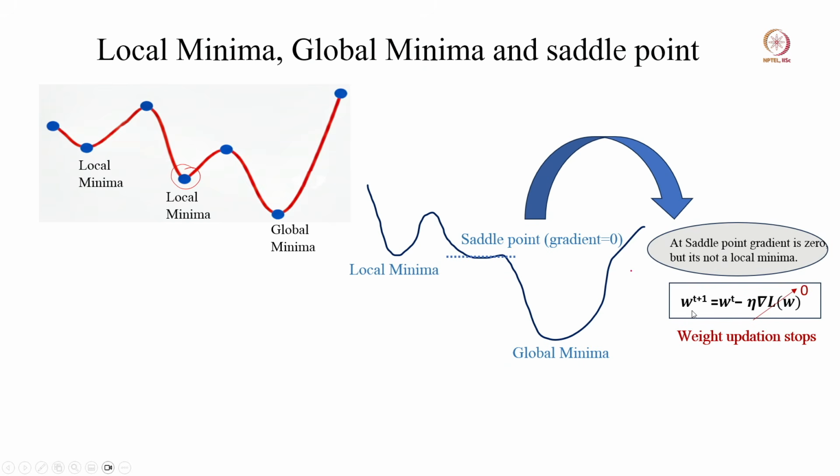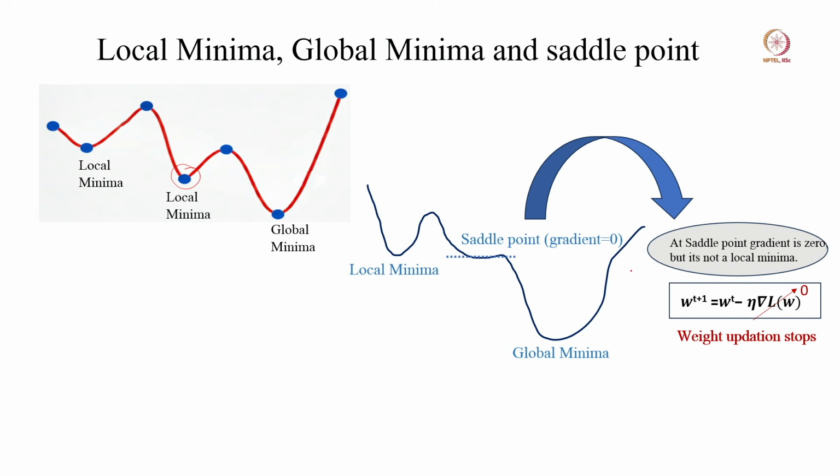What we see here is the weight updation, which is your weight in the next iteration, equal to the weight in your present iteration minus eta into gradient of L. Now, if your gradient is 0, then this factor becomes 0, and then your weight updation Wt plus 1 is equal to Wt. That means your weight updation stops. That means your model stops learning. So, this is a problem which we might face when we are working with non-convex loss functions.